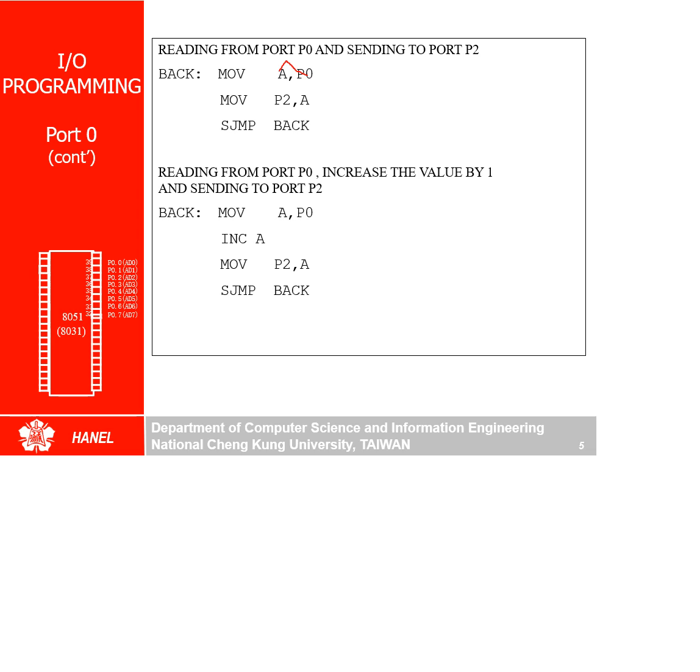Okay, now the same program: read a data from P0, increase the value by 1, then send to P2. So what you have to do, from P0 you are reading A, then increase A, then from A you move that to P2, repeat the process. Okay, so short jump back means go to the previous one and repeat the process.